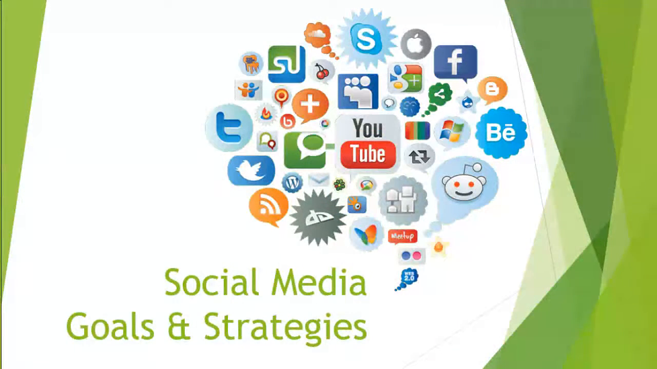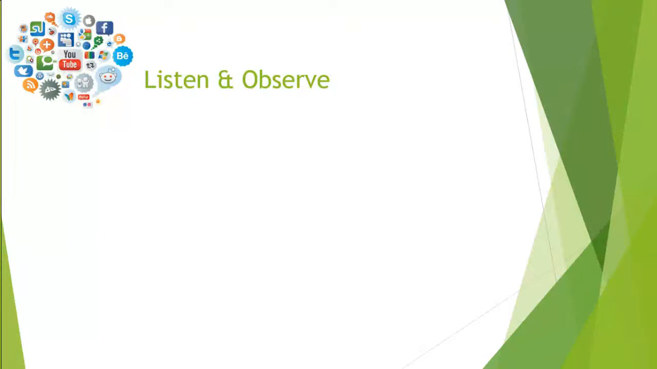For this part of chapter 2, we're going to focus on that listen and observe step of the social media strategy planning cycle. The very first thing you do when you're planning a social media marketing campaign is to observe the social landscape and consider how your company fits into that social landscape. This is your research stage.